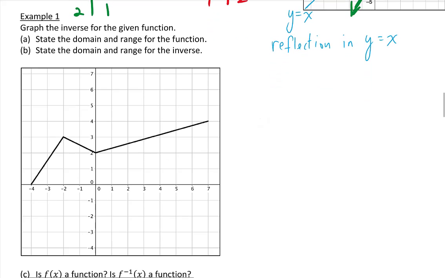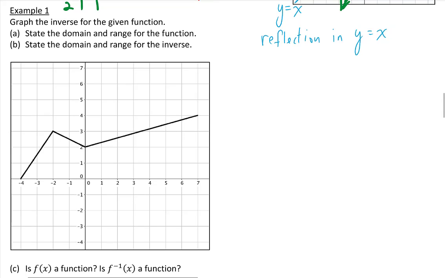So let's go through a few more examples. Example 1. Graph the inverse for the given function. So if it's a function you haven't seen before, just take out the key points. So here are the 4 key points of f of x. So the first point is negative 4 and 0. So the inverse would be 0 and negative 4. So I'm translating that first point.